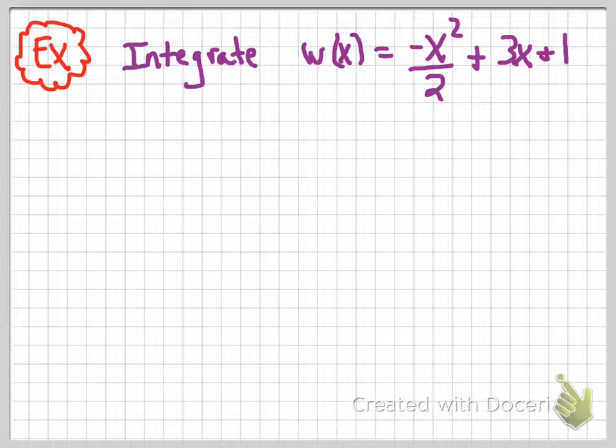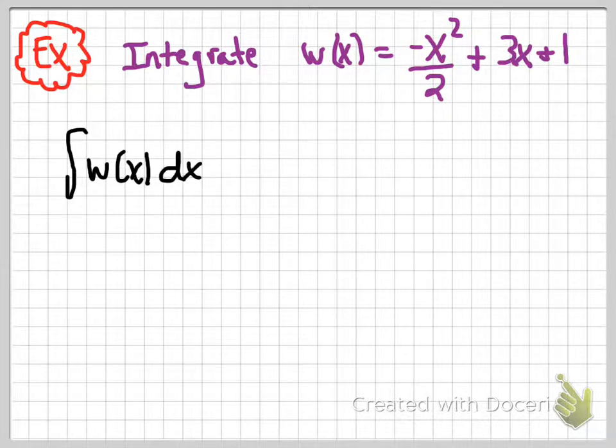So what about this one? Integrate w of x equals negative x squared over 2 plus 3x plus 1. So we're going to antiderive w of x with respect to x. We're going to take this whole problem, negative x squared over 2, I'm going to rewrite that as negative 1/2 x squared. And the idea is we add 1 to it and divide by it. So we're going to add 1, make it to the 3rd, and divide by 3.